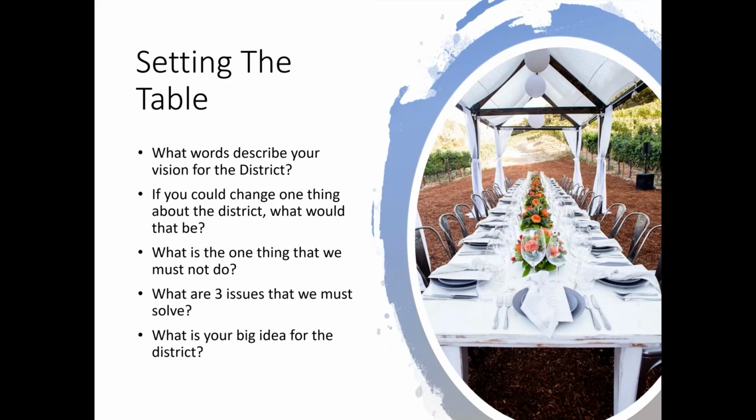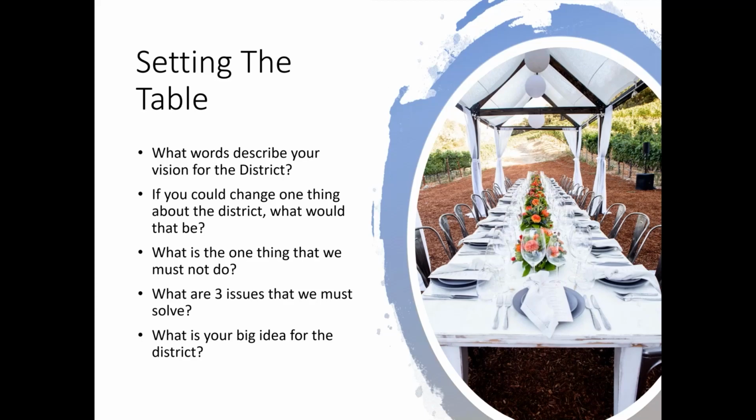Later on, we're going to ask you if you could change one thing about the district, what would that be? A little bit later on, we're going to ask you, what is the one thing for us to be successful? What is the one thing that we must not do? As planners and also people in the city, we're always thinking that what we're doing is working. But maybe there's something that we shouldn't do to make sure that everything works as well as possible. Then we're going to get a little deeper into the district.